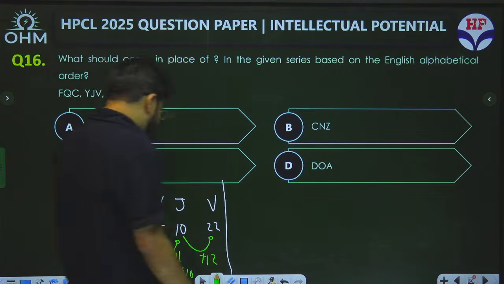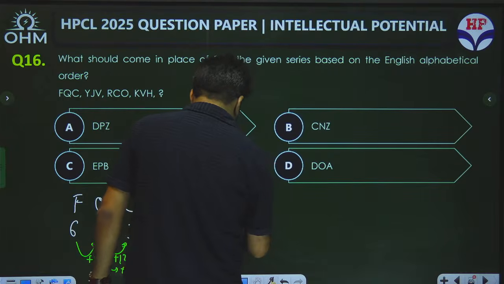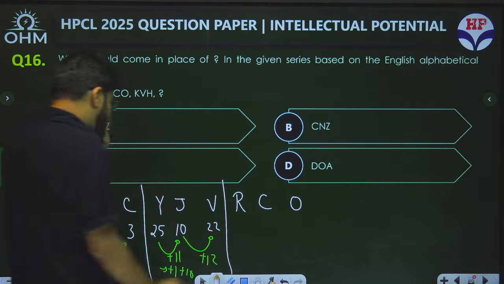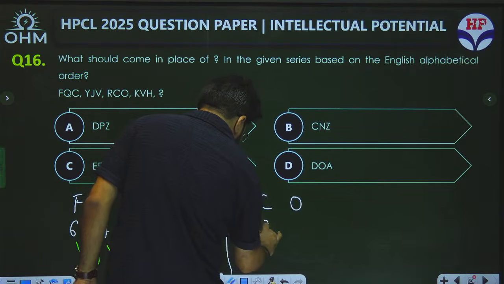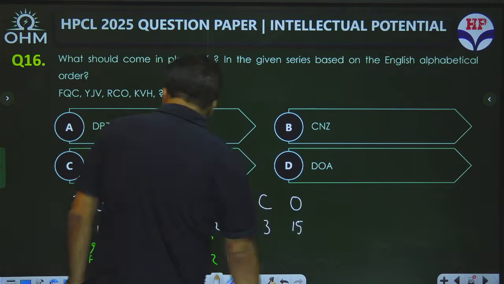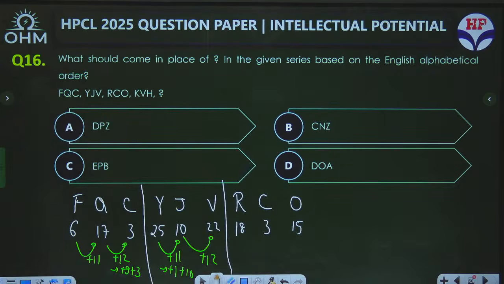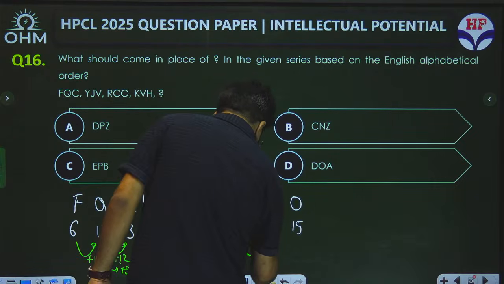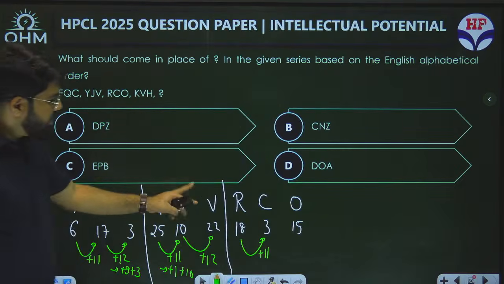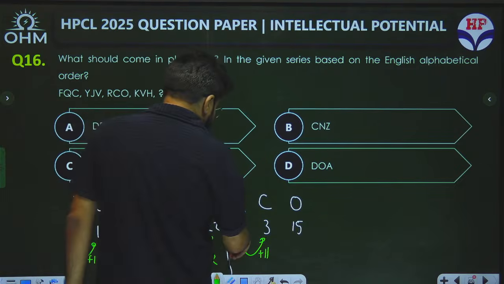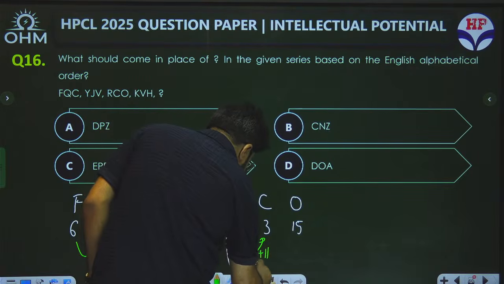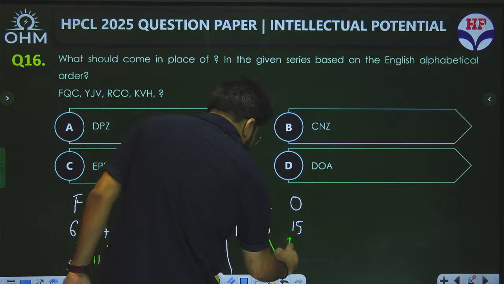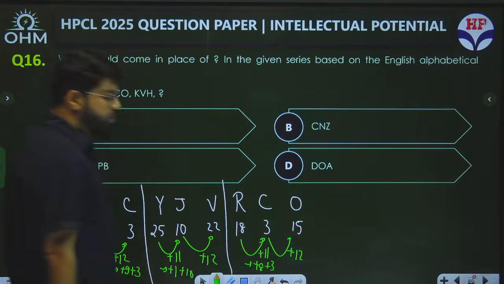Now next is RCO. R is 18, C is 3, and O is 15. Now again, is the pattern followed here? You very clearly see, plus 11. So plus 8 and plus 3, correct. This is plus 8 because after 8 Z will come, restart, and then plus 3. And then this is very clearly plus 12.